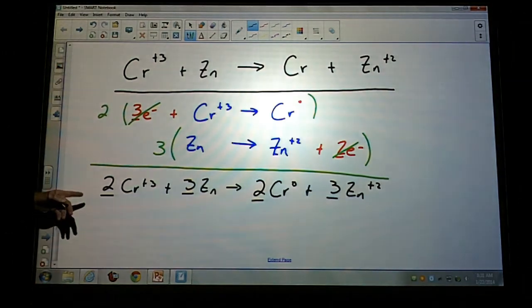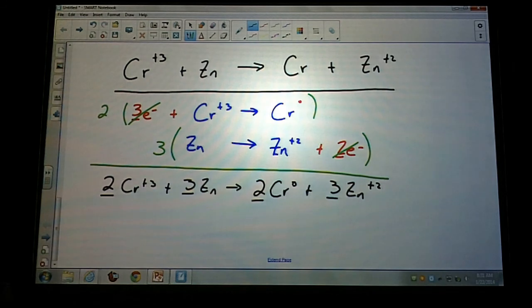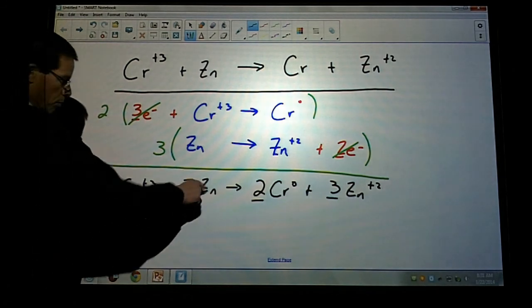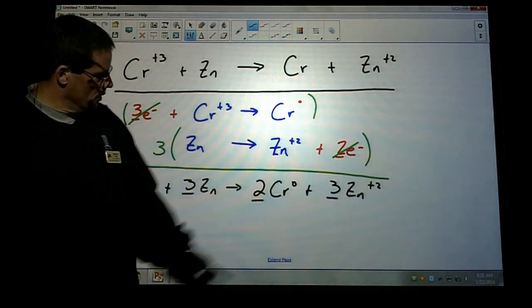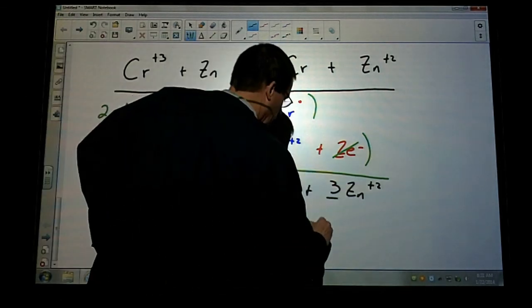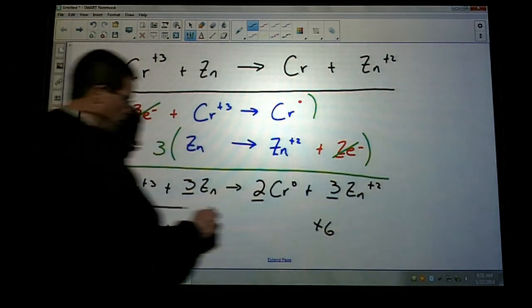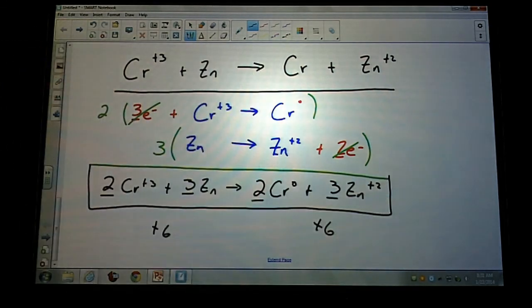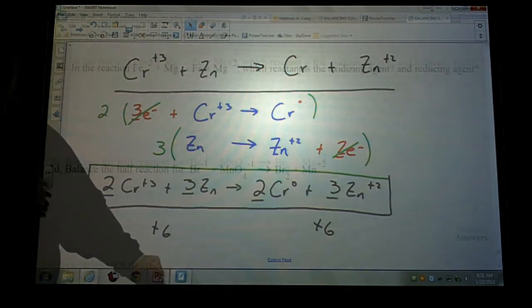Charge on the left side? What's the charge on the left? Plus 6. So 2 times 3 plus 0 plus 6. Charge on the right, 3 times 2 plus 6. Are we balanced? Charge or atom wise? Yep. Awesome. Okay. So those are pretty easy, right?